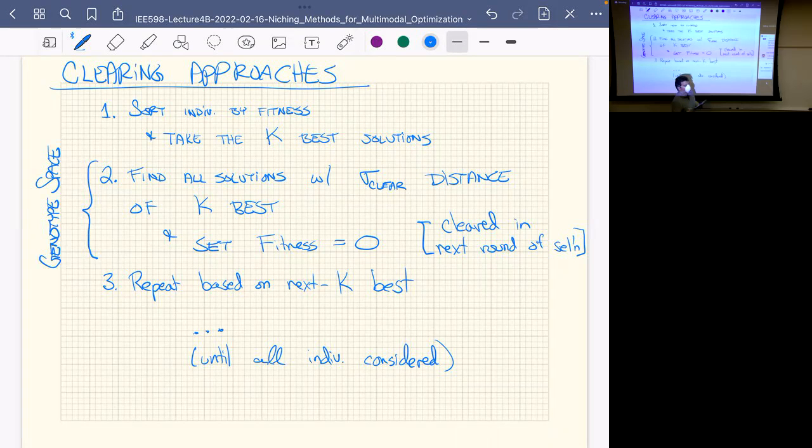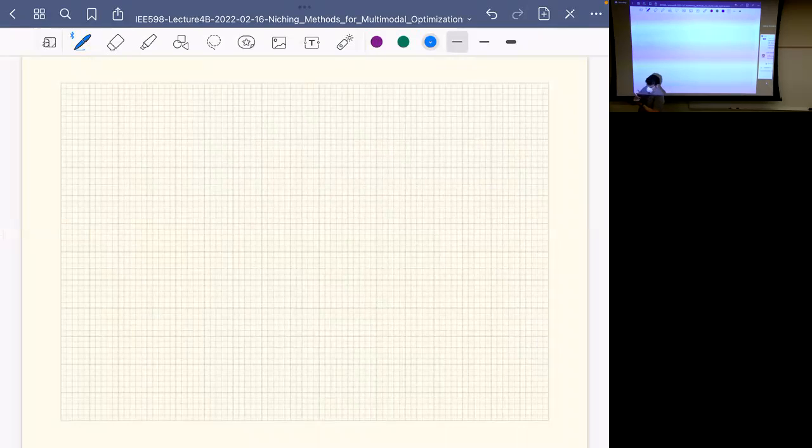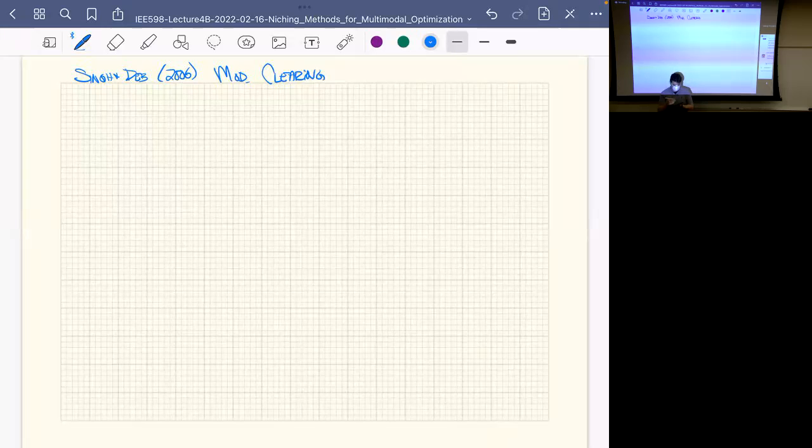All right, so that's basic clearing. Any questions about that? I'll mention a modified clearing approach as well. There are modified approaches. For example, Singh and Deb have a modified clearing, which they were trying to advocate for in their article, but I think they end up finding it doesn't do much better, and it's kind of complicated.